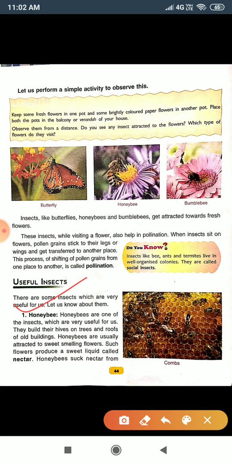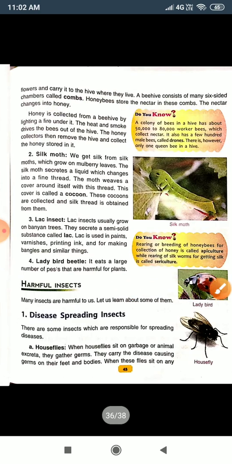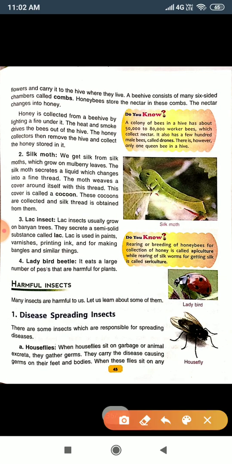What are the examples of useful insects? Number 1 is the honeybee, second is the silk moth, third is the lac insect, and fourth is the ladybird beetle. So these are the names of the useful insects. When the question comes to write the names of 4 useful insects, you will write honeybee, silk moth, lac insect, ladybird beetle.